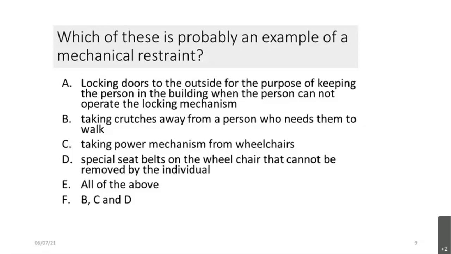If people can't get out of the chair when they want to, that's not an aid to keep them safe when they're moving from place to place. It's not an aid to keep them in the right position. That's a restraint to keep them in their chair, and it is a device, so we're considering that a mechanical restraint as well.